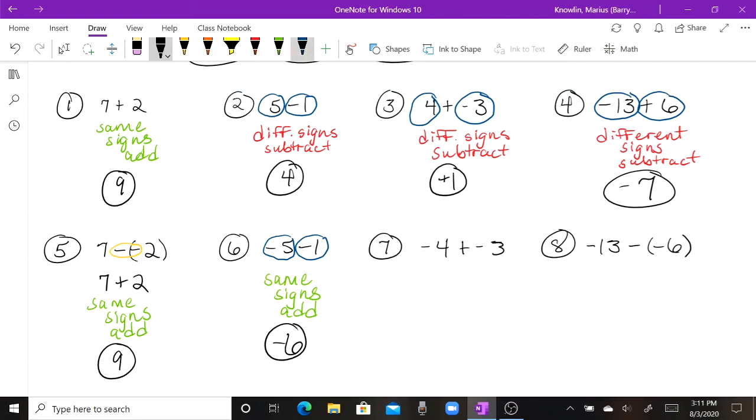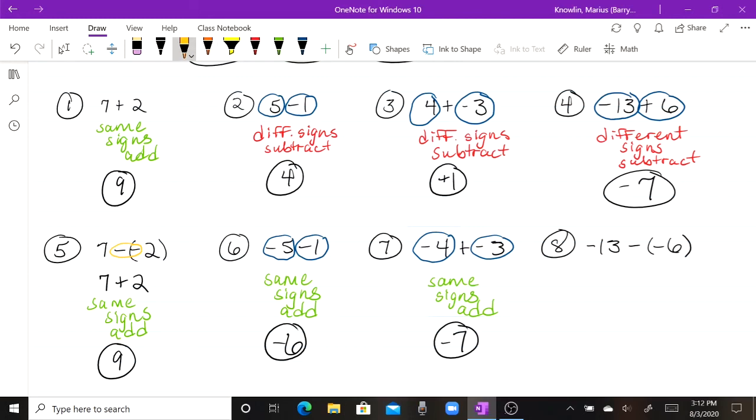All right, number 7, negative 4 plus negative 3. Well, we already know that we have same signs again, same signs, so we add. 3 and 4 make 7, and both of these are negative, so our answer is going to be negative 7. You always keep the sign of the bigger number.